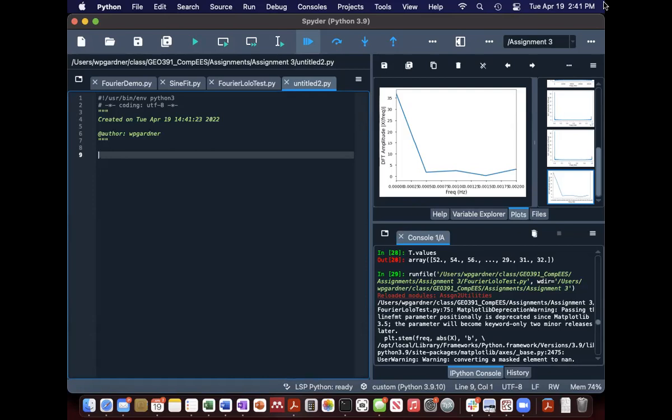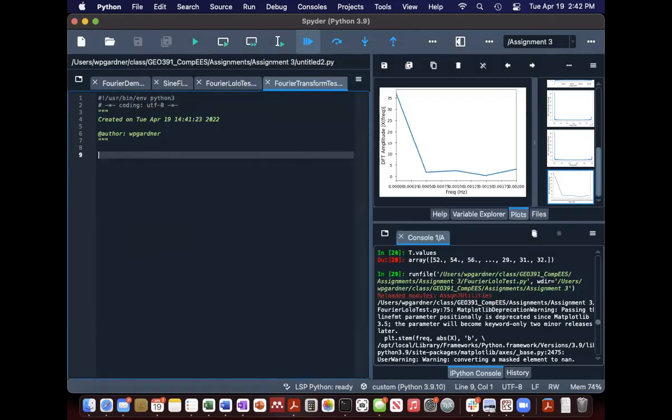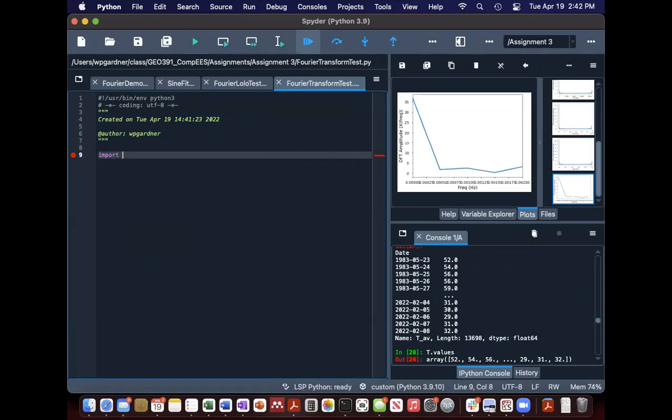All right. So I'm going to save this file right now in my assignment 3 folder, and I'll call this Fourier transform test. All right, and we will import pyplot, so matplotlib.